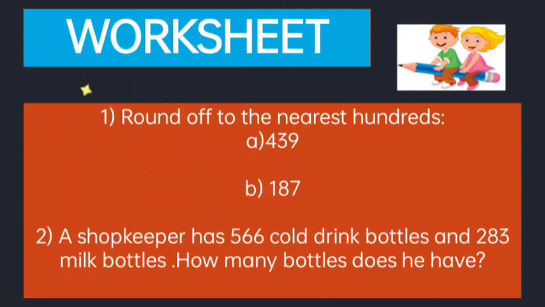Now at the end of the video, I will provide you a worksheet to practice. First question, round off to the nearest 100: 439 and 187. Second question: a shopkeeper has 566 cold drink bottles and 283 milk bottles. How many bottles does he have?